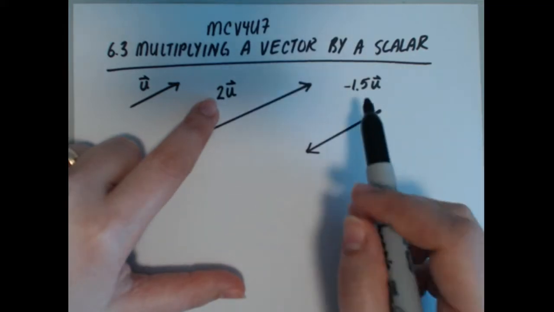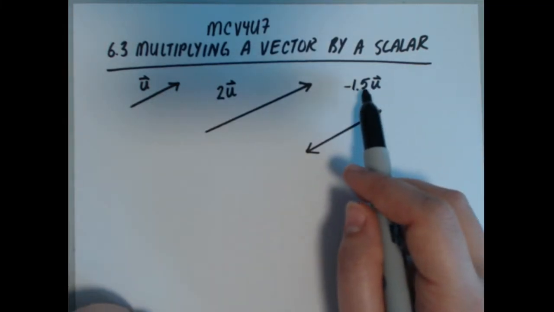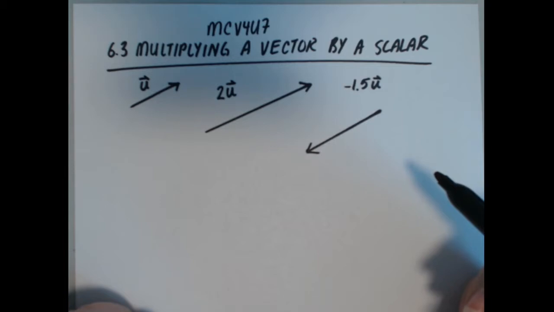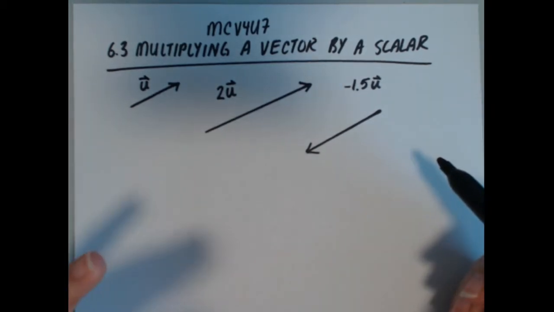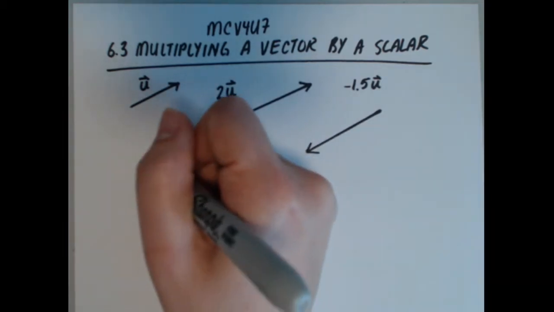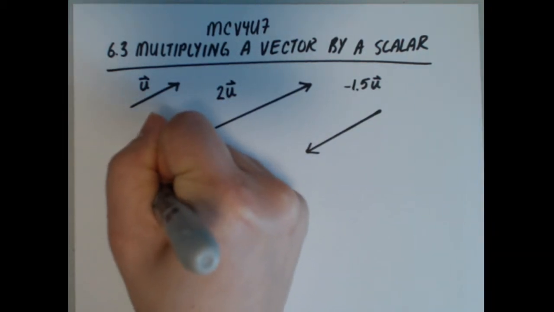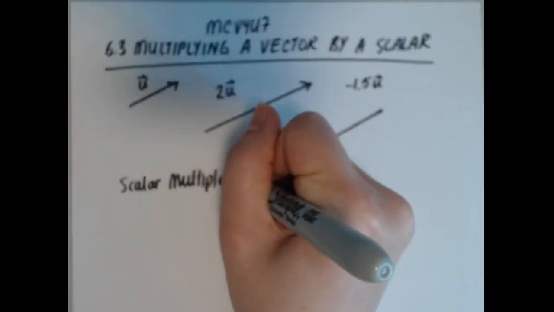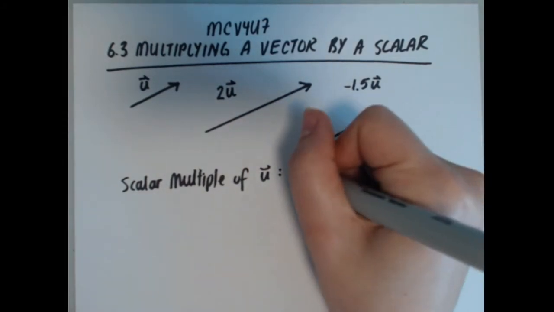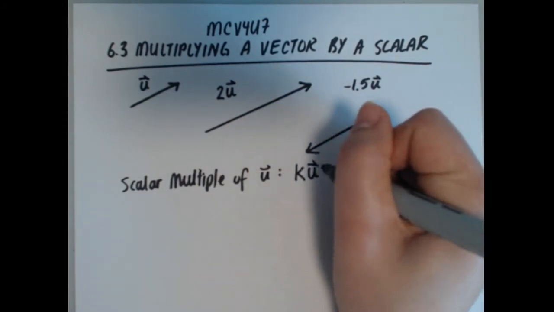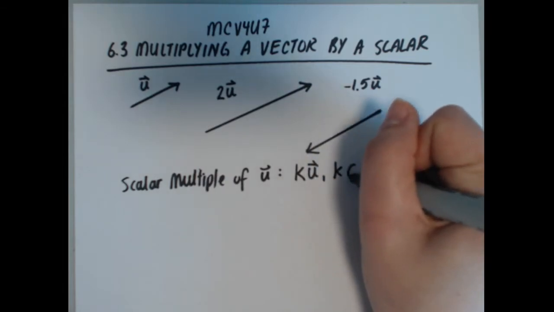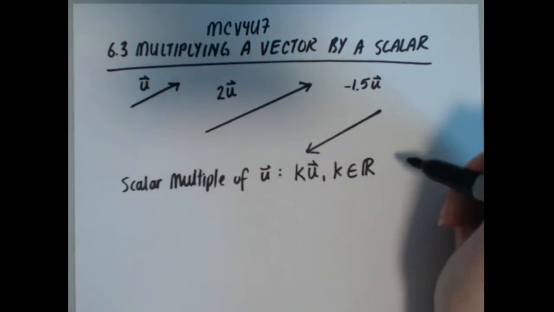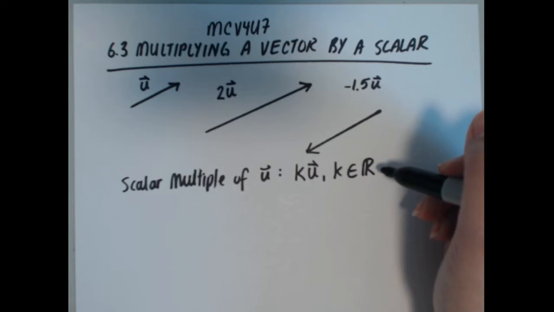So in reality, you can put any number in front that you want. It doesn't have to be 2 or negative 1.5. It can be pi. It can be negative 1,637,000, although we're not going to go that extreme. The idea is that a scalar multiple of a vector u is just a constant k times the vector u, where k is an element of the real numbers, which means k can be positive, it can be negative, it can be a decimal, it can be an integer, whatever you want.